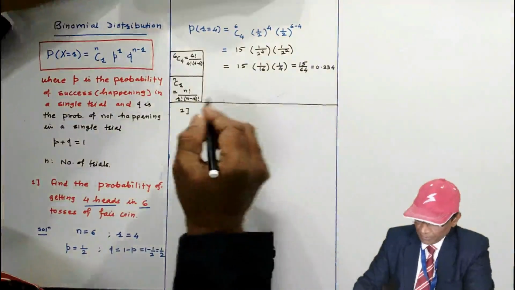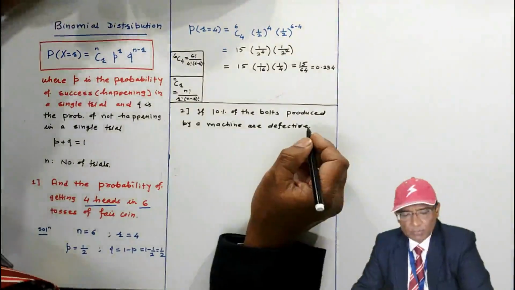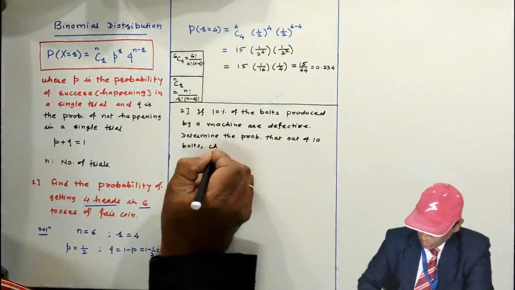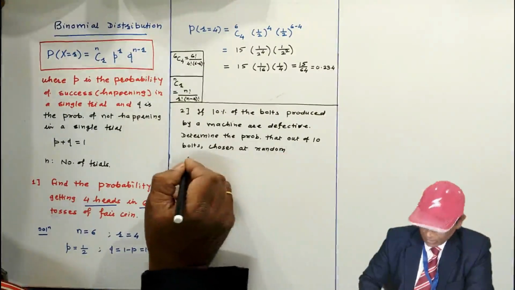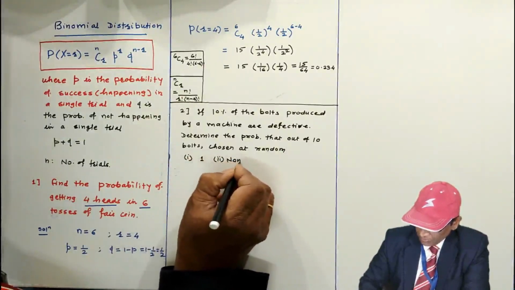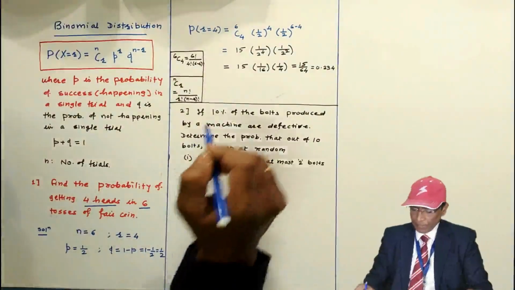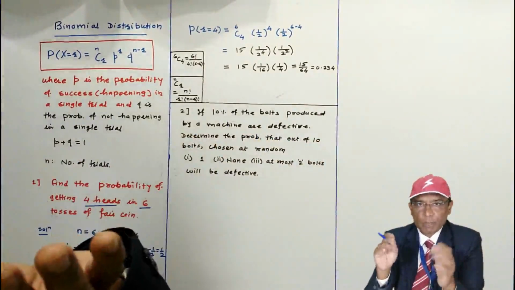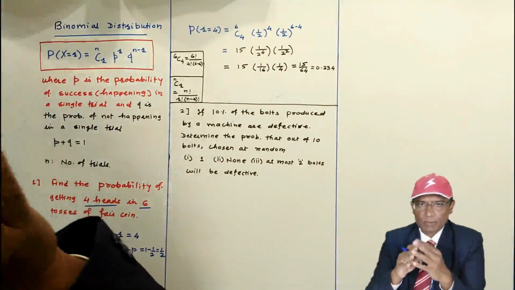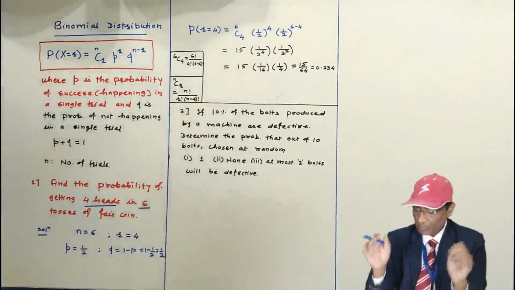Now, the second problem we are going to discuss. The question I am writing: if 10% of the bolts produced by a machine are defective, determine the probability that out of 10 bolts chosen at random, first, exactly 1 is defective; second, none is defective; and third, at most 2 bolts will be defective. If 10% of the bolts produced by a machine are defective, it means if the machine produces 100 bolts, 10 bolts are defective. If the machine produces 200 bolts, 10% of it, 20 bolts, are defective. This information is available.